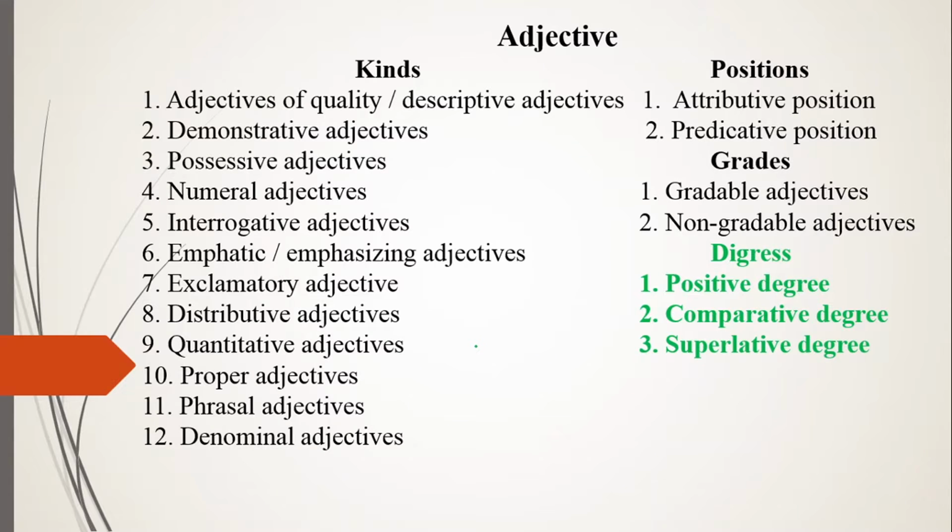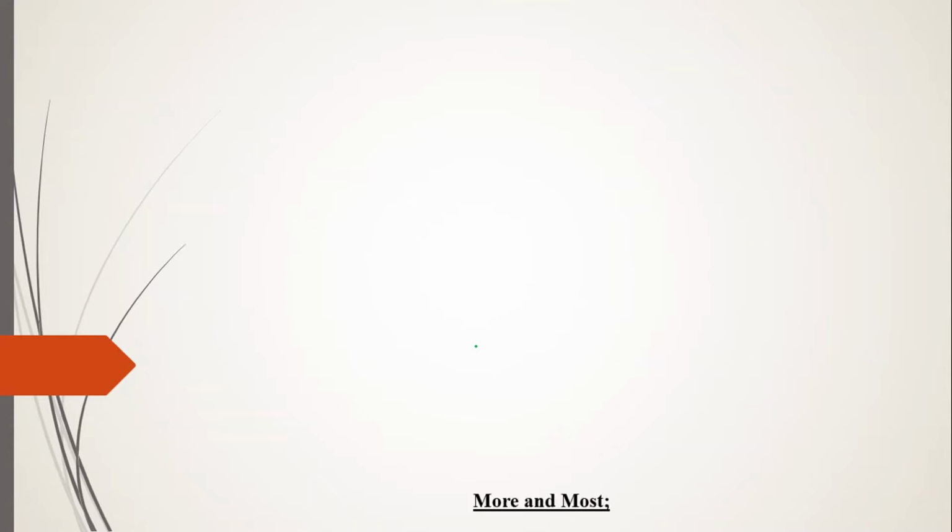Today we have got the second part of lecture number 164, where we'll be talking more about degrees of adjective, which are known as comparative, positive and superlative. Today we have got the topic that is more and most. More and most are used, as I told you, with your adjectives. How do we use them?